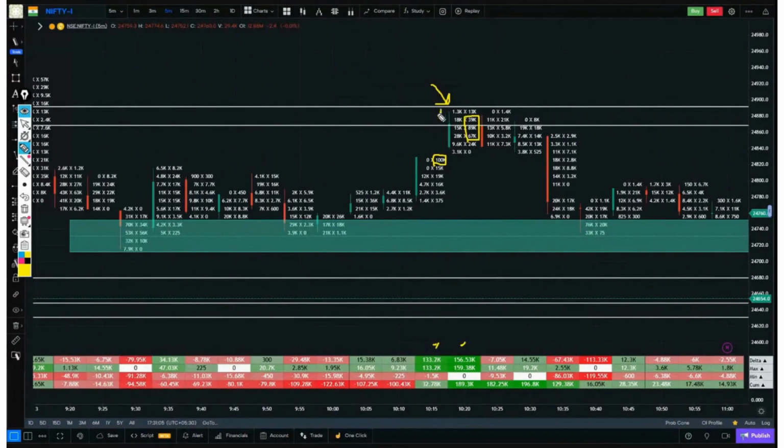Why? Because resistance has come in, and even in the morning, there was a rejection from this very level. So, if this resistance is also broken, then everything will turn bullish up to the next resistance.